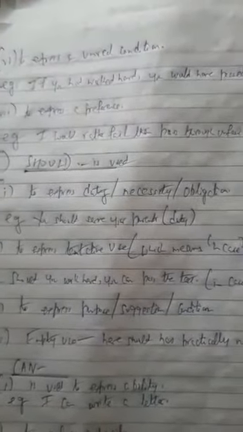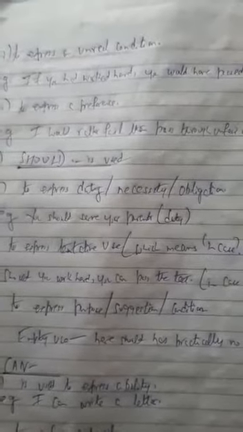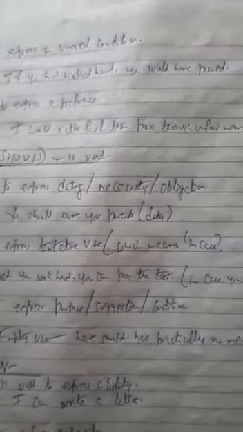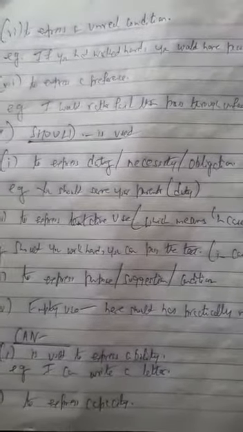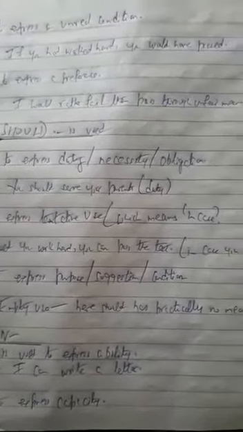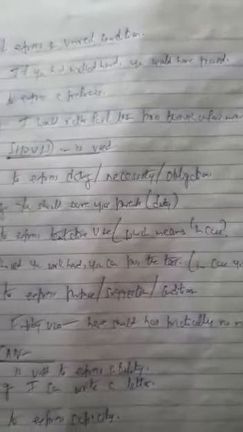So, the next use is to express an unreal condition. Example, if you had worked hard, you would have passed. The next is to express a preference. For example, I would rather fail than pass through unfair means.